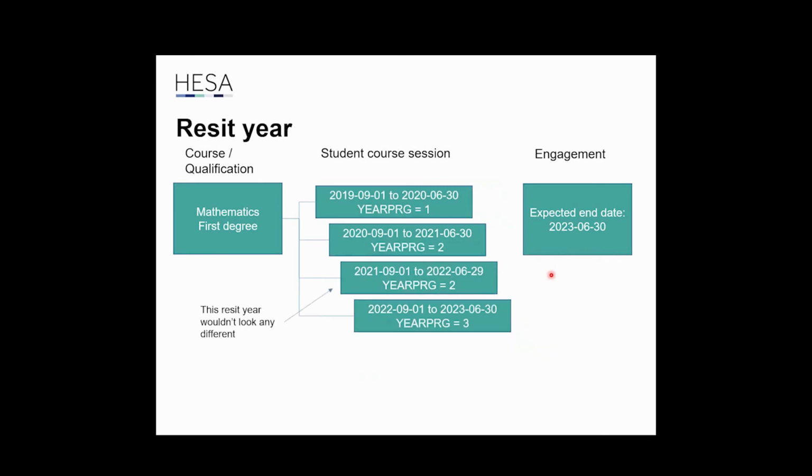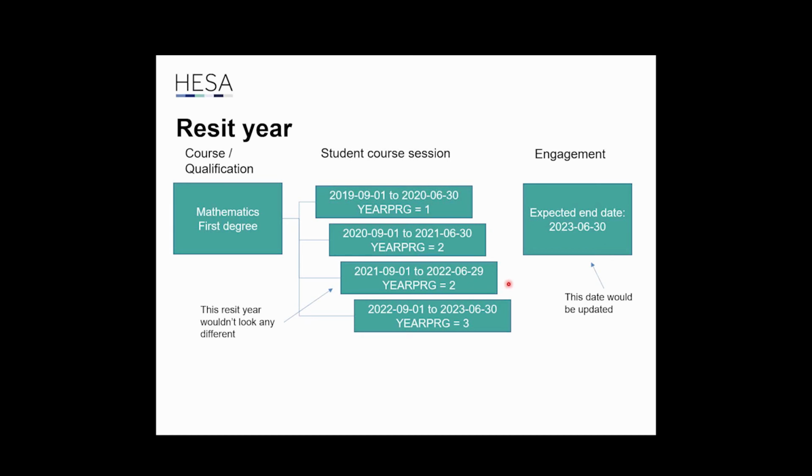So now resitting. As with the other one, doing the same course, years of program 1 and 2 went fine, and at the end of year 2 they didn't pass whatever they needed to pass, and so they had to resit the whole year. So you'd return another student course session, and you would just say that the year of program is repeated to the one that they are resitting.